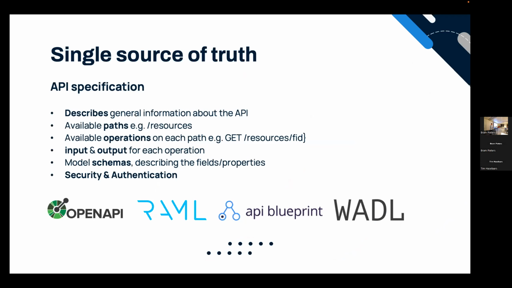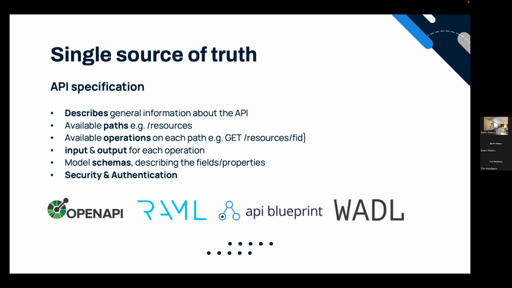Okay, let's start with the API specification. That's the most important piece of the puzzle. That's where everything starts. An API specification describes everything about your API. It describes the paths, the operations, the properties, the inputs, the outputs, the authentication, you name it. It should all be living and be updated in this single document.